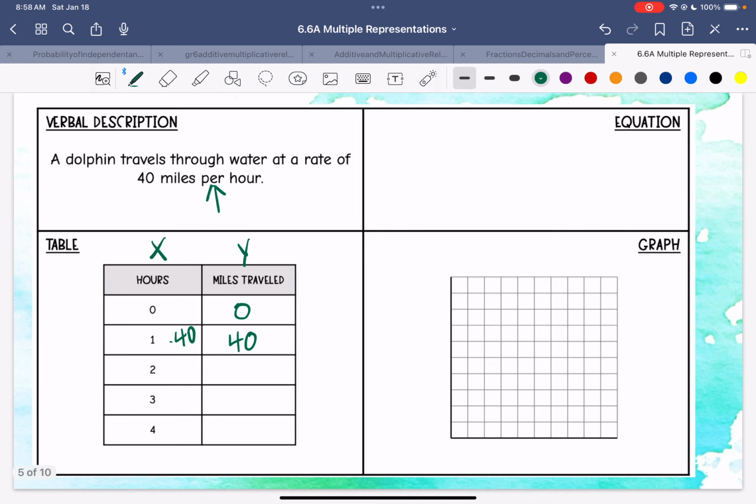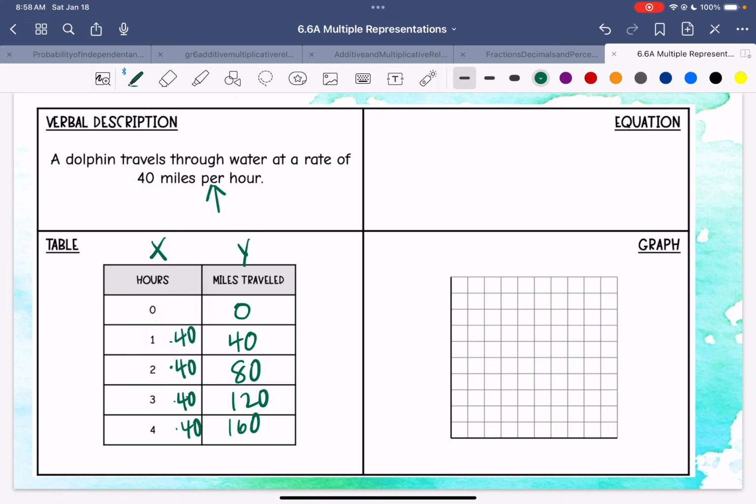Okay, I should start over, but I've done this video too many times and I'm tired. All right, so let's keep going. 2 times 40 gives you 80. 3 times 40 gives you 120. 4 times 40 gives you 160. So we're talking about a dolphin traveling.